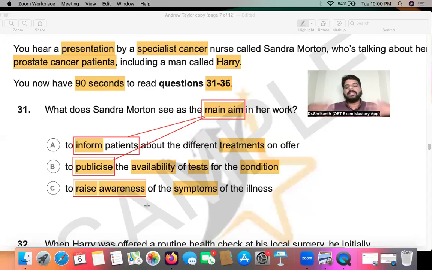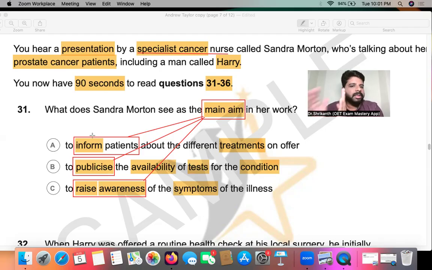Okay, so the person is trying to increase knowledge and increase wisdom about the symptoms of prostate cancer. So that is the main aim of her work. Okay, and she is a specialist cancer nurse. Right. So now you see, now you have condensed the very big answer options into small answer options. Okay, the main aim is to provide information, the main aim is to publicize, and the main aim is to increase awareness. Okay, and then you have a small memory of the keywords as well.